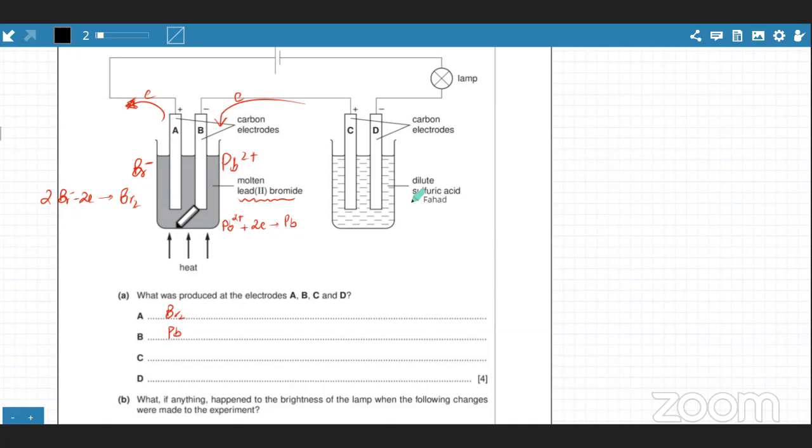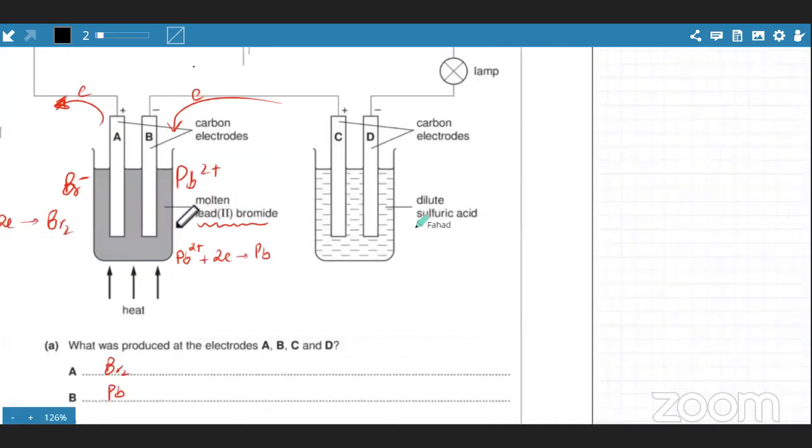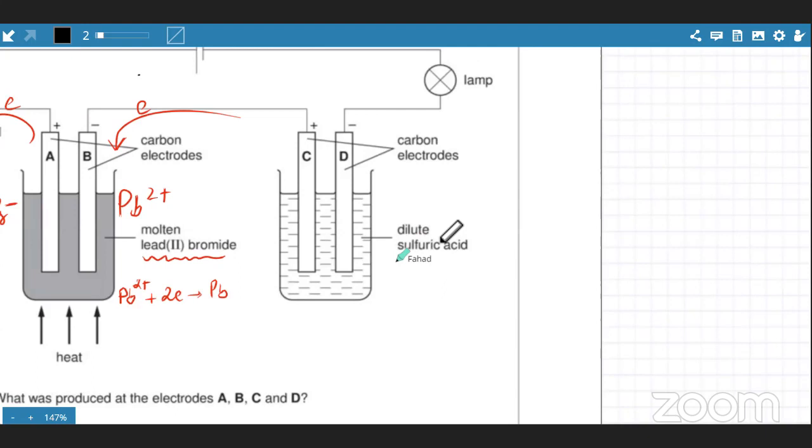On the other side, this side is dilute sulfuric acid. Dilute means there's water present. Now, sulfuric acid has two ions. One is H+. The H+ ion is attracted to the negative cathode. And the other is SO4 2−, which is attracted to the positive anode. So the negative ion gets attracted to the positive side, and the positive ion gets attracted to the negative side.